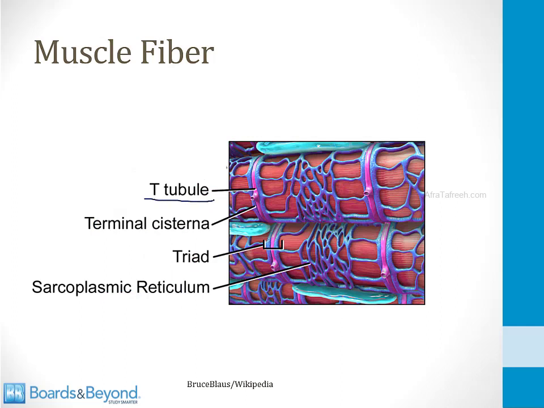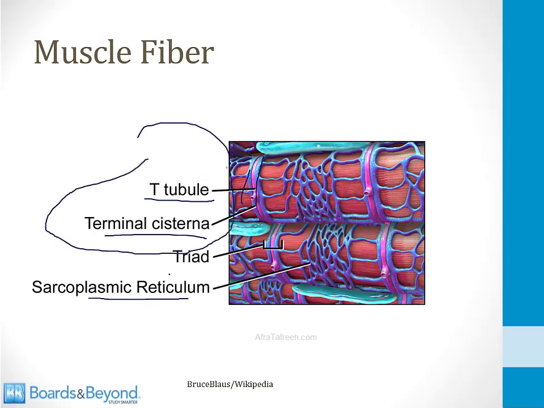The pink structure in the middle here is a T-tubule. It's just an invagination of the sarcolemma or the plasma membrane. The structure shown in blue or purple is the sarcoplasmic reticulum, and you can see that the sarcoplasmic reticulum abuts the T-tubule on both sides. The portion of the sarcoplasmic reticulum that abuts the T-tubule is called the terminal cisterna, and the three structures together, the two terminal cisterna and the T-tubule, are called a triad.